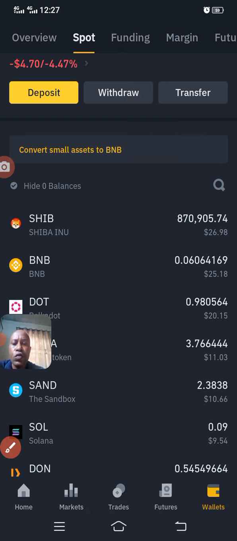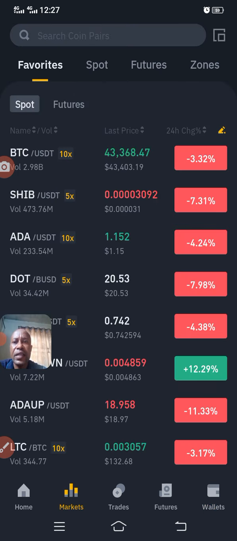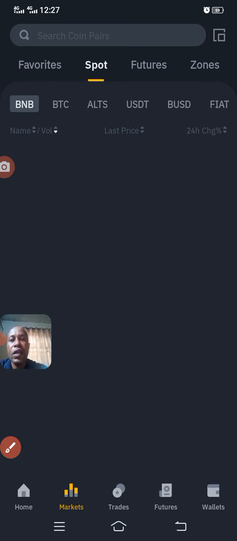Once we come to market, all we need to do is to click on market. Once we click on market, we have several markets. Remember that when we transfer the money from our funding wallet down to our spot wallet, as we come to the market, we need to click on spot market. So that is exactly where we are going now. We are going to click on spot market.